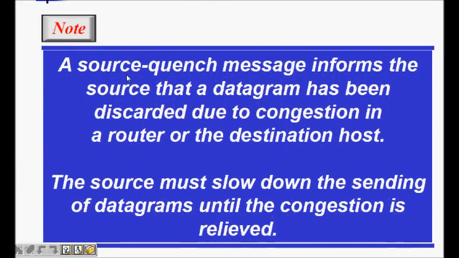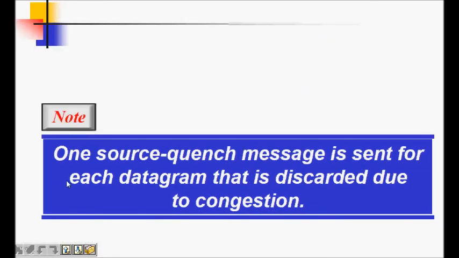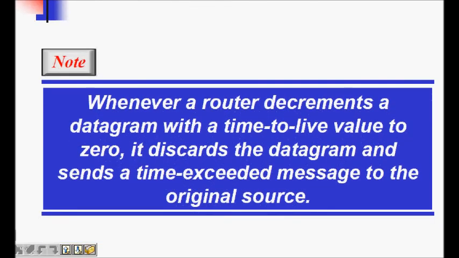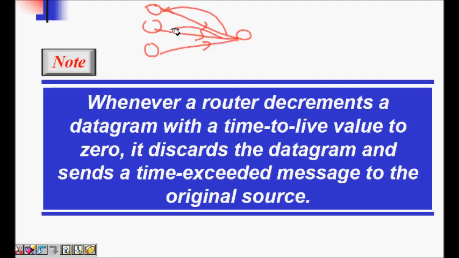The source quench message informs the source that a datagram is discarded due to congestion in the router or the destination host, and so the source must slow down the sending of datagrams. You please stop sending or slow down so that I can manage. That's the idea. One source quench message is sent for each datagram that is discarded. Let's say 2-3 senders were pumping packets very fast to a receiver, which it could not handle. It will send a source quench message to all 3 saying please send a little slower so that I can manage all the processing of the packets. This way, if they slow down, the congestion will also decrease. So this is source quench.